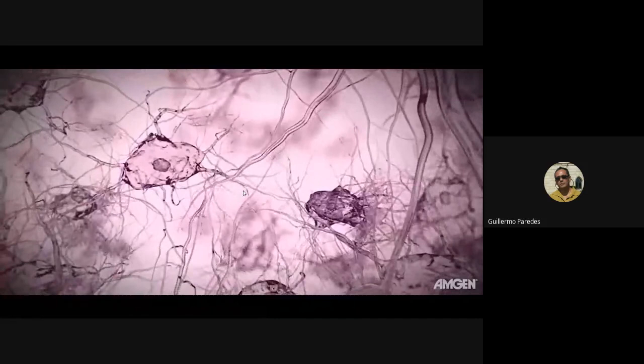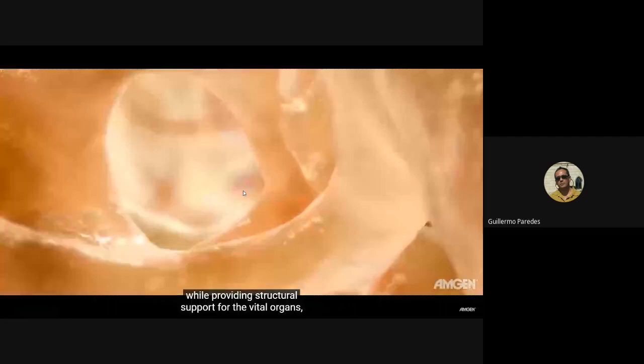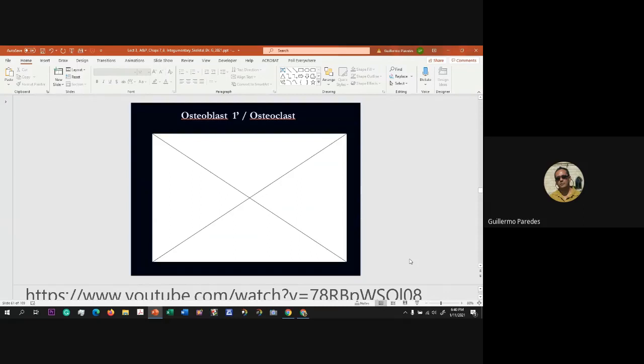What is the function of the osteocyte? Repair and maintain the bone. You okay? And that was our trip to the bone. Okay? Everybody's clear on that? So you have osteocytes and osteoblasts. Okay, so let's move on.